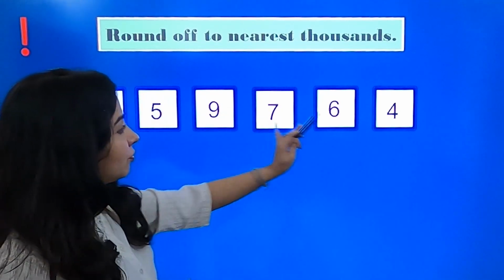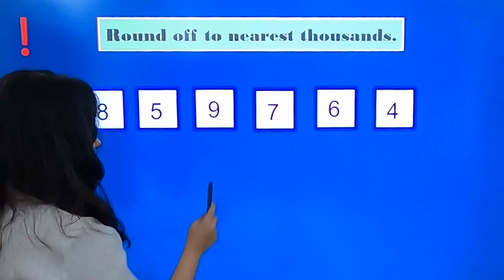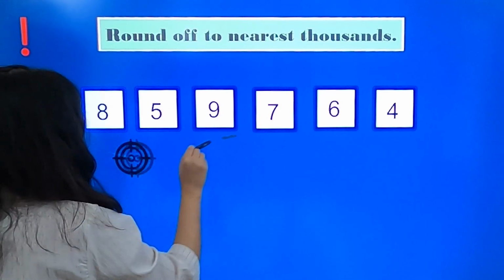So we have to round off this number to nearest thousands. Which is the thousands place over here? Clearly it is 9.